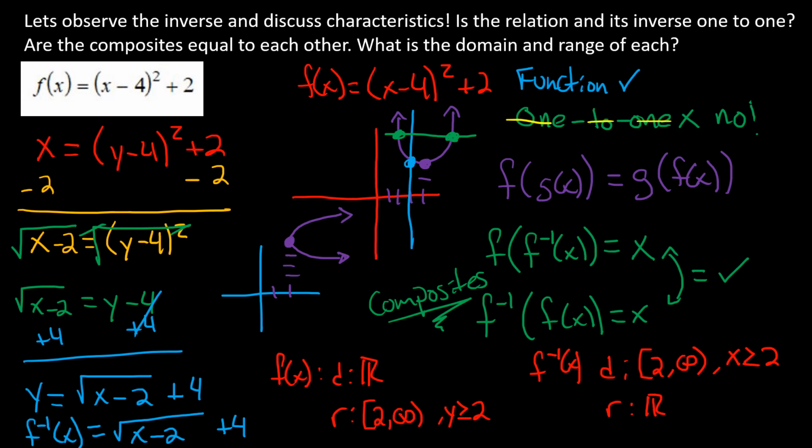So what I want you to see here is that for inverses, the domains and the ranges switched. And that's what happens with inverses, right? We know those x and y values are switching. The inputs and the outputs are switching.